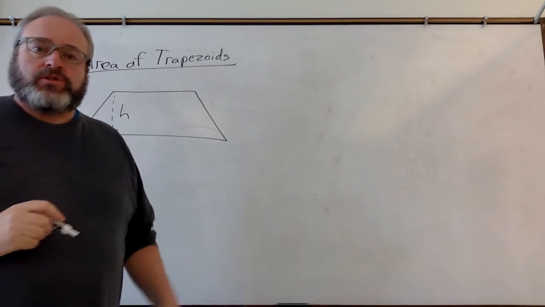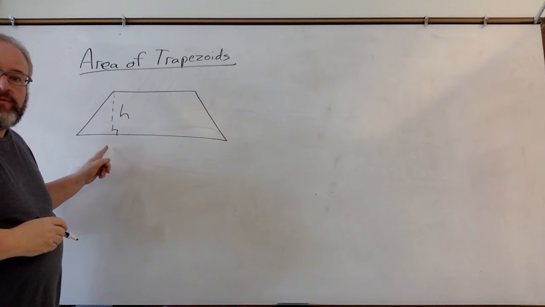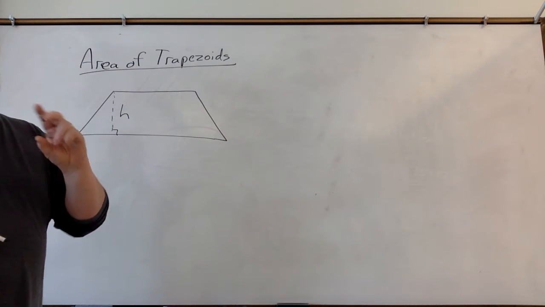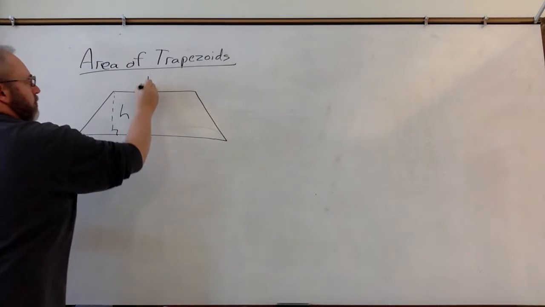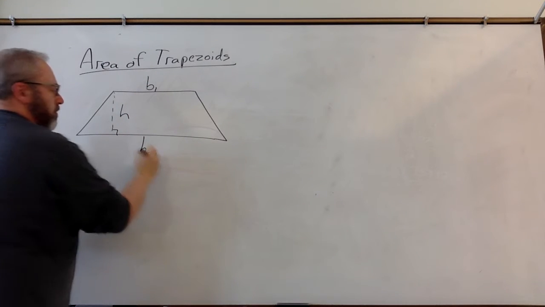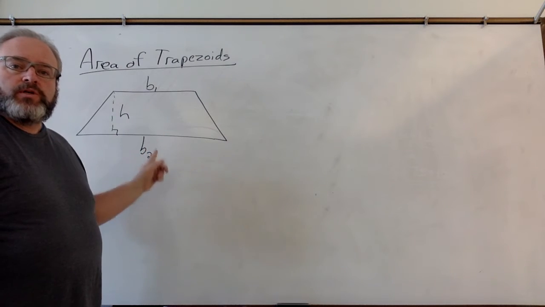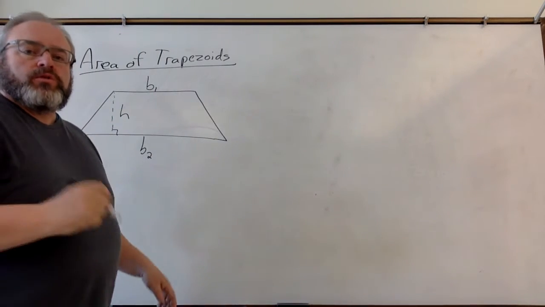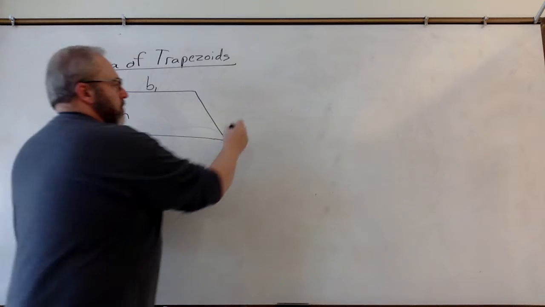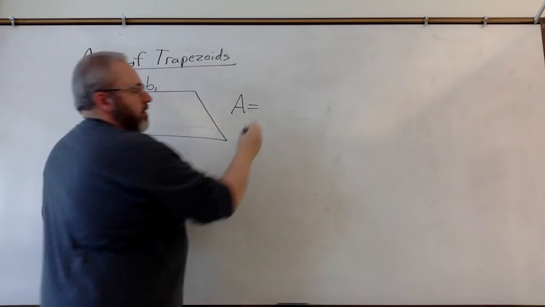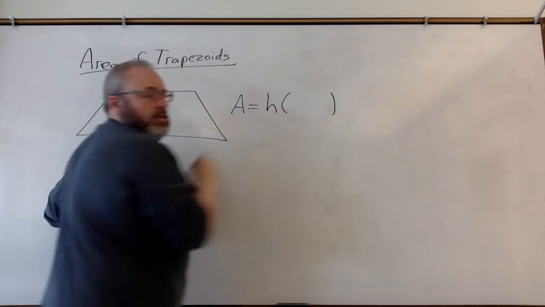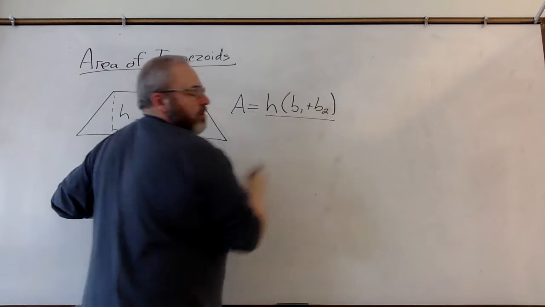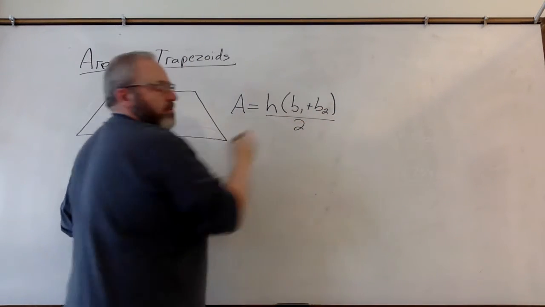We have the height, which is a line that goes straight down to the base, from one base to the other. And we have two different bases. So we call them base 1 and base 2. I've called the top base base 1 and the bottom one base 2, but you can actually switch those around, it doesn't matter. So in order to find the area of a trapezoid, we're going to take the height times, in parentheses, base 1 plus base 2, and then divide the entire thing by 2.